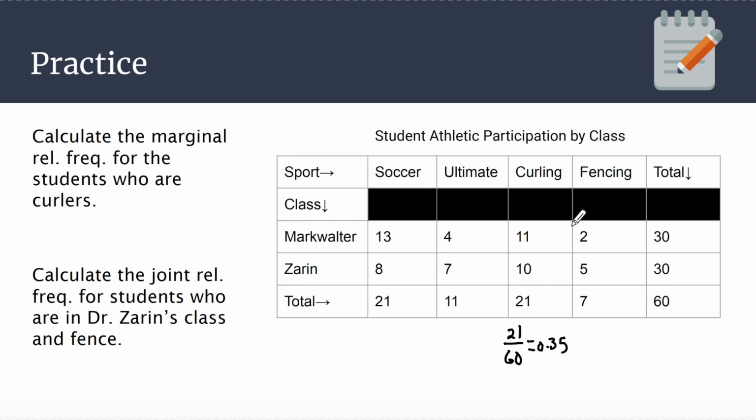Now the joint relative frequency for students who are in Dr. Zarin's class and fence, that'd be these people right there. 5 out of 60 would be our joint relative frequency. Our joint relative frequency as a decimal will be 0.083. That's an 8 there. It's a weird looking 8, but that is an 8 nonetheless. All right, so there we go. We've calculated the marginal relative frequency and the joint relative frequency for our fencers in Dr. Zarin's class.